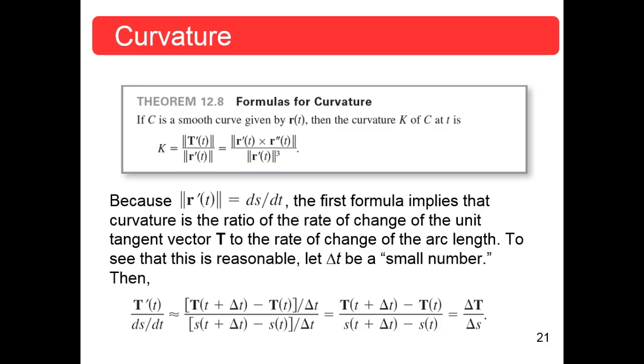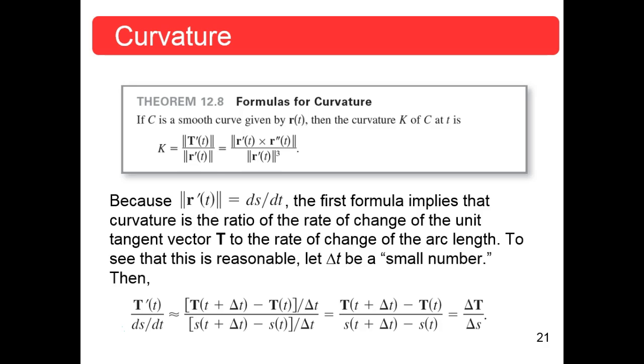and that defines C, that vector r of t, then the curvature K, and I think I mentioned before, most other books I've taught from call the curvature kappa, which looks like a K. It's the Greek letter for K, but they call it kappa.